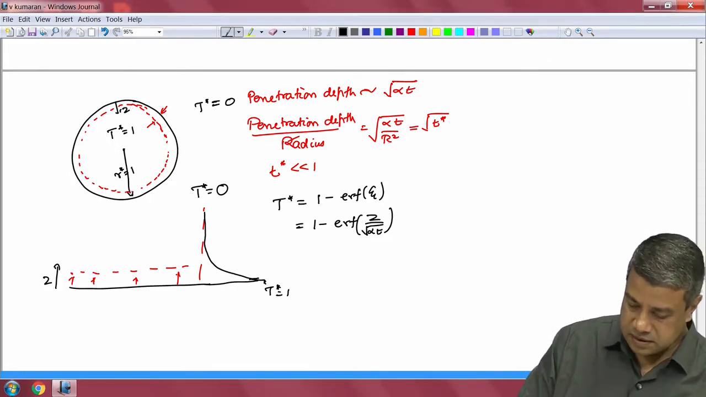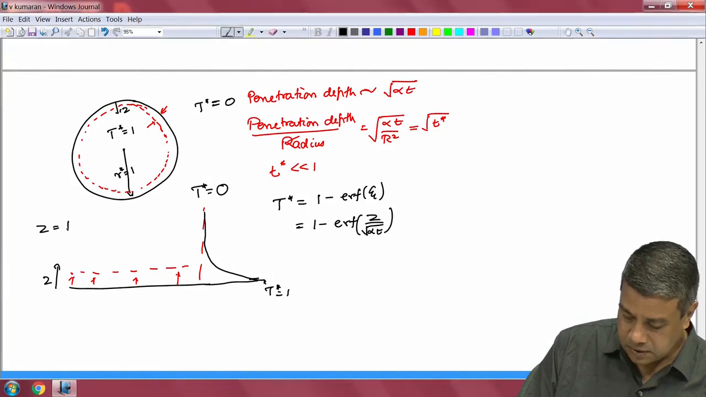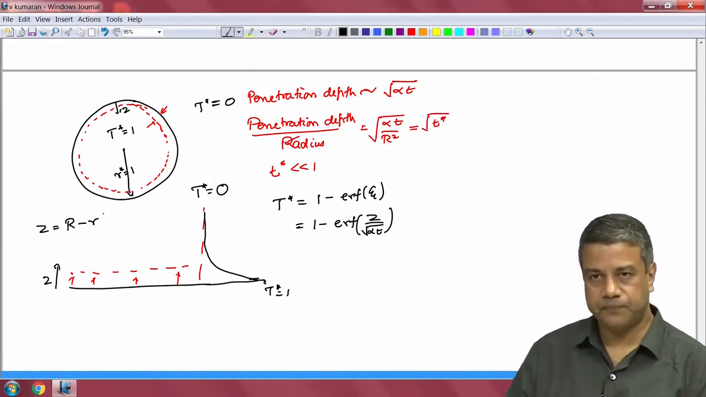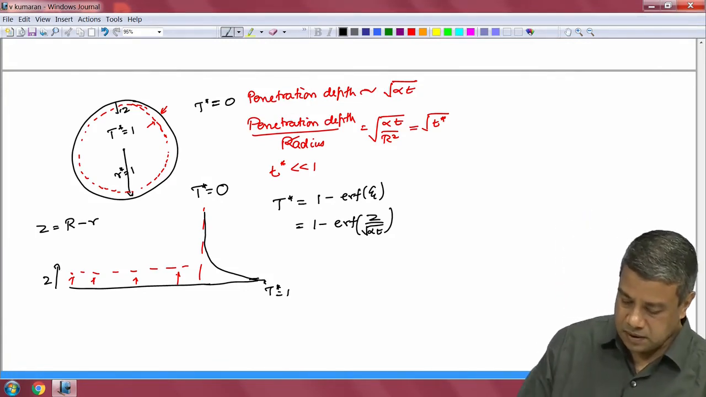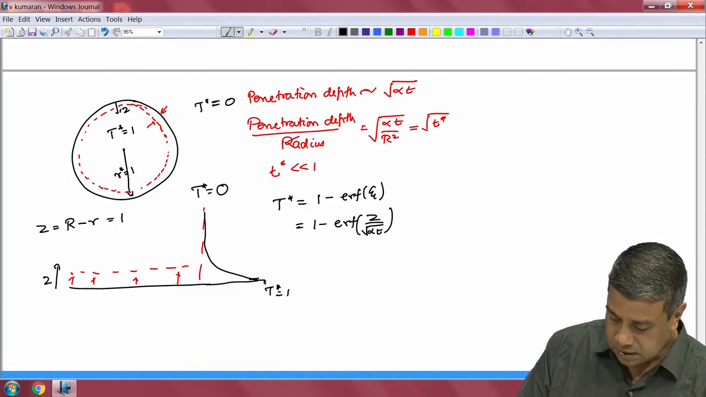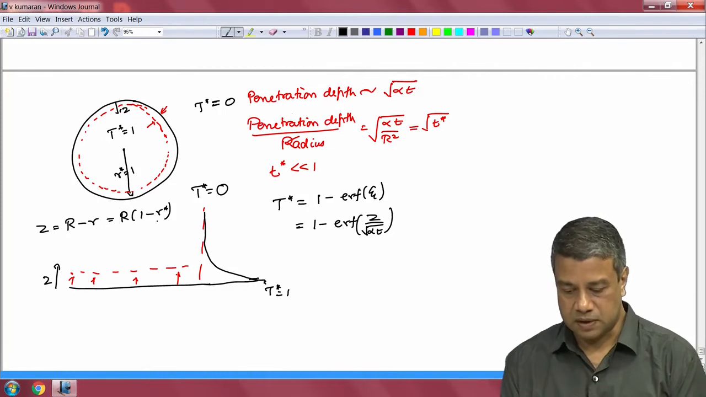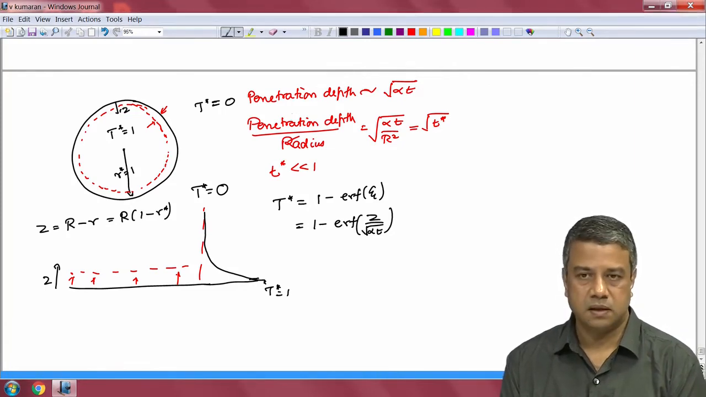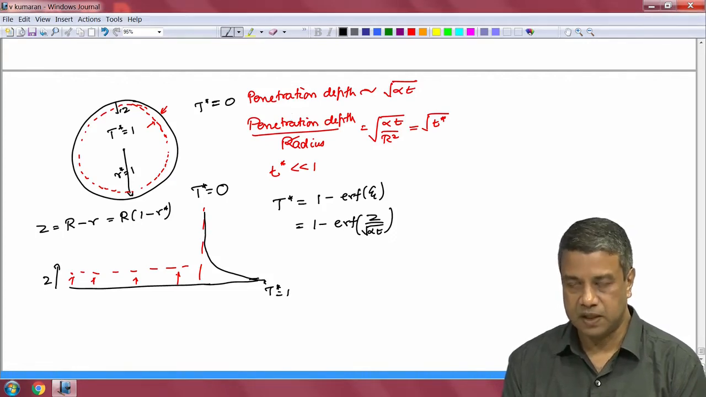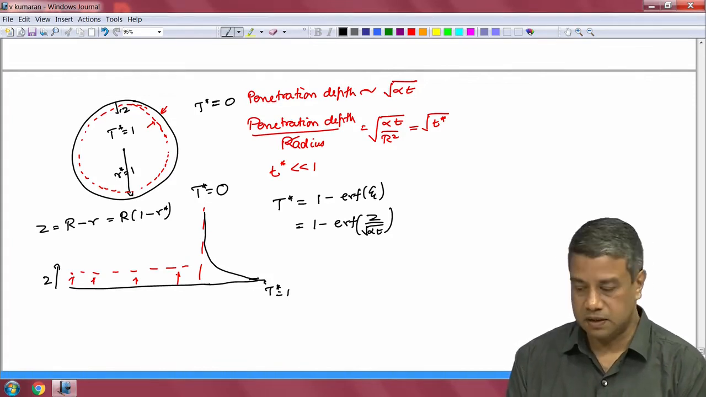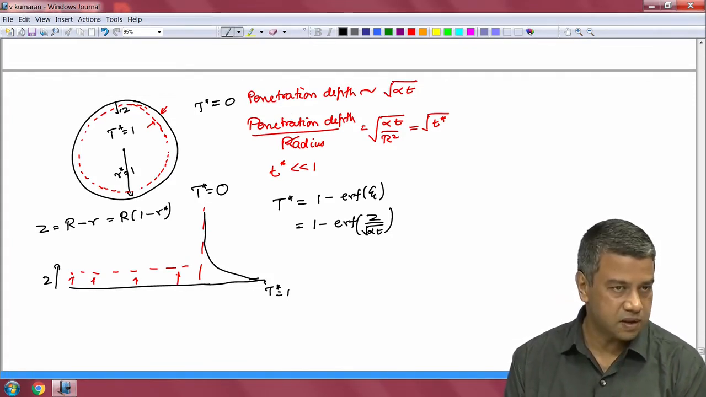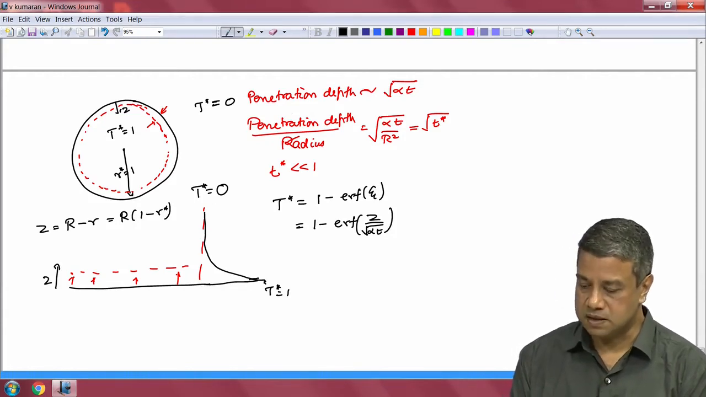Therefore, this z coordinate is equal to the total radius minus r. Z is equal to the total radius minus r. Or I can write this as r into 1 minus r star. That is the z coordinate, r into 1 minus r star, because r star is the radius divided by the cylinder radius. So, that is the distance from the surface. That is the solution for the temperature profile for a unidirectional transport into an infinite medium, where z is the distance from the surface.